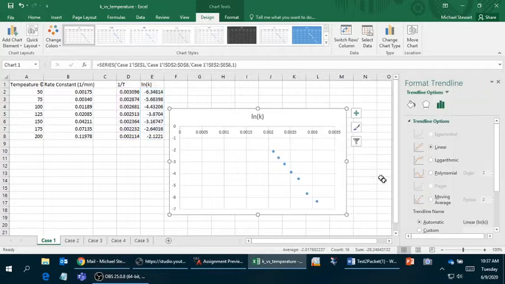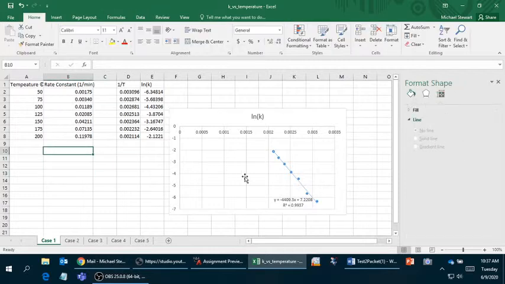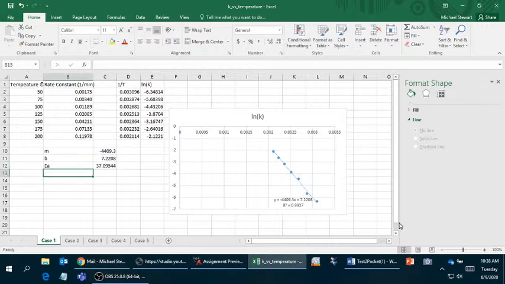Add your linear regression. So down here we'll put the slope M, the y-intercept B in this case. The slope here is minus 4409.3 and the y-intercept is 7.2208. Again, this is for case 1. To find the EA, it's the negative of R, negative 0.008314, times the slope. And then for the pre-exponential factor A, it's just the exponential of the intercept.